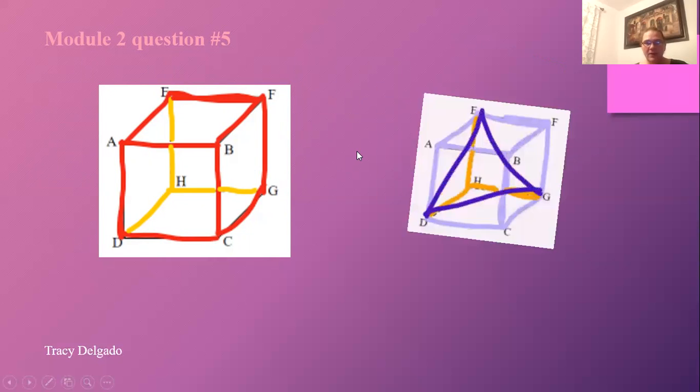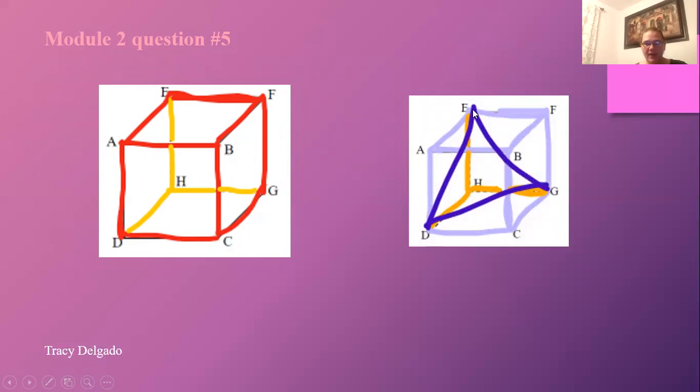So what we're going to do is connect D to E, E to G, and G to D. And that gives us our triangle right here in the middle of our tetrahedron.